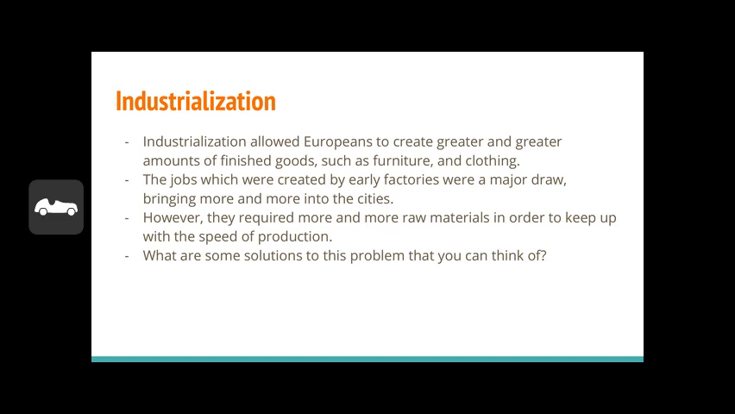I want you to put yourself in the shoes of somebody from back then. How would you deal with this problem of needing more and more raw materials? Would you think of that as a reason to abandon industrialization, or do you think that the benefits outweigh the negatives?